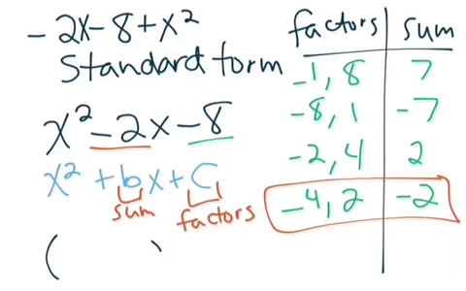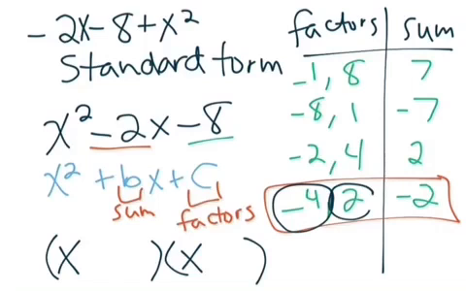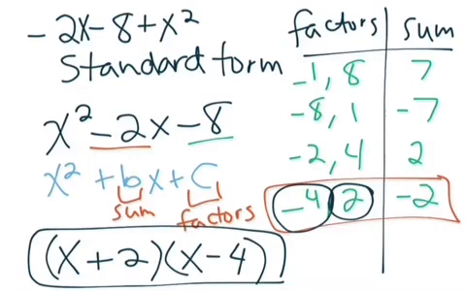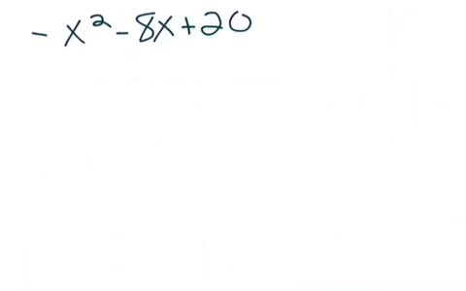And then I just make my binomials. Remember, the binomial always starts with x, and then you just stick in these two numbers. It doesn't matter which one you do first. So I'm going to have a positive 2 in one. I'm going to have a negative 4 in the other. Those are the factors of my trinomial. Okay, we're going to go over two more examples here. On this one, we have a minus sign in front of the x squared.